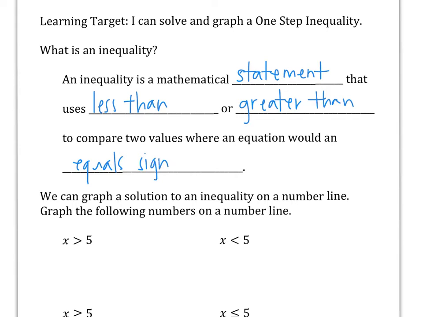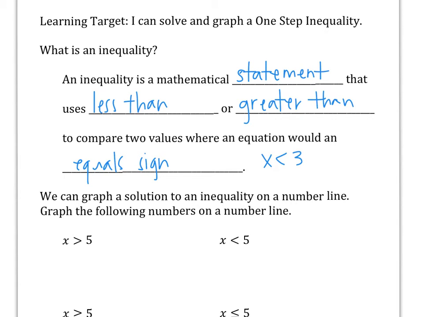So an example of an inequality could be x is less than 3. So this means that all of the solutions to this statement could be either 2.9, 2.8, 2.6, 2.7, everything less than 3, but it just cannot be 3.